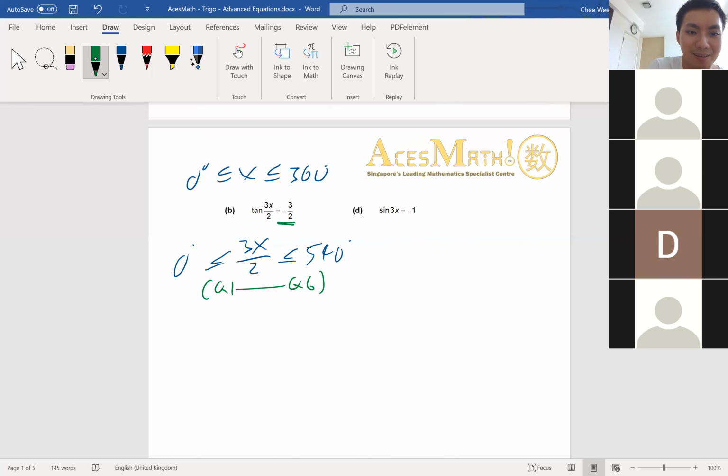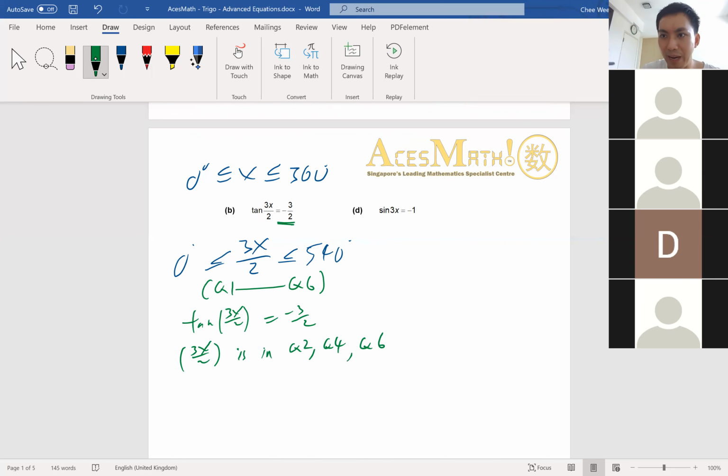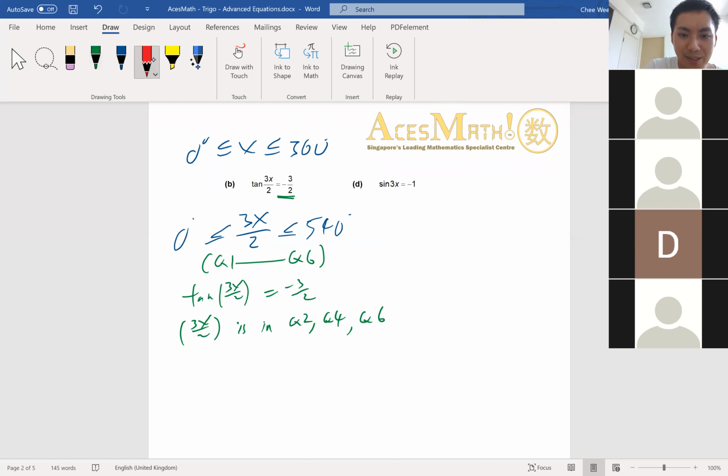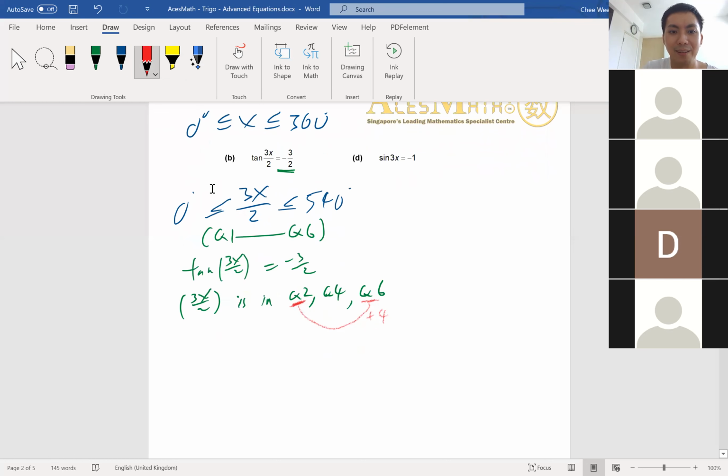Okay. Now tangent is negative. So which quadrant are we looking at? Second and fourth. Second, fourth, and sixth. So it's Q2, Q4, and Q6. Understand? We need to go to Q8 because outside the boundary already. So once again, first revolution, second revolution plus 4 only. Get it?